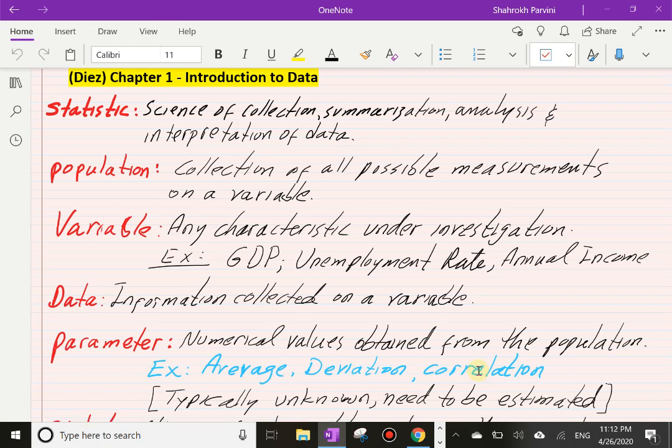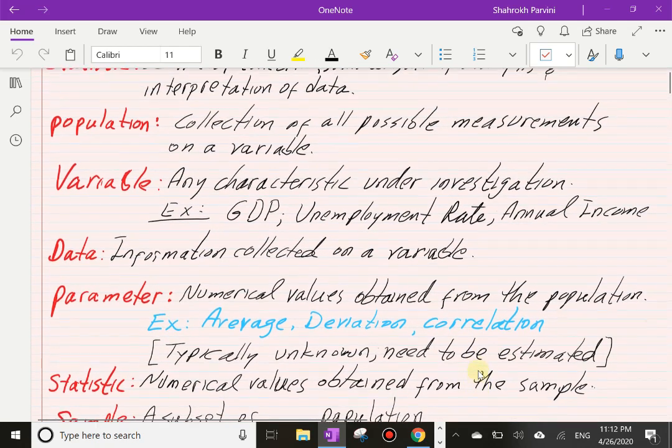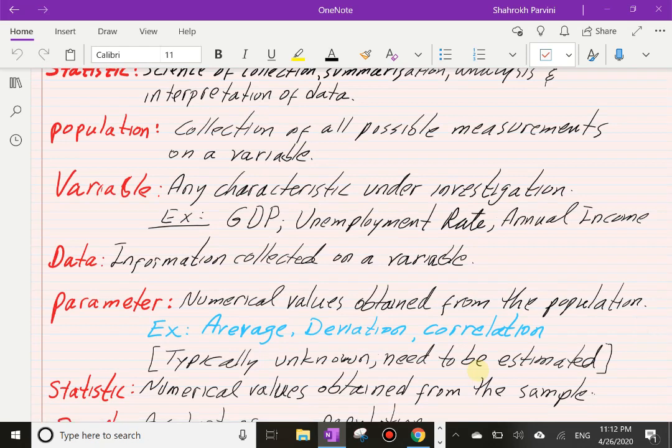And that's what we're going to focus on later on, how to estimate these parameters. There are different ways to estimate them. So our next definition is that of a statistic. Our statistic is going to be, again, numerical values now obtained from the sample. It's just like parameters, right? So statistics, remember, these come from the sample, whereas the parameter comes from the population.